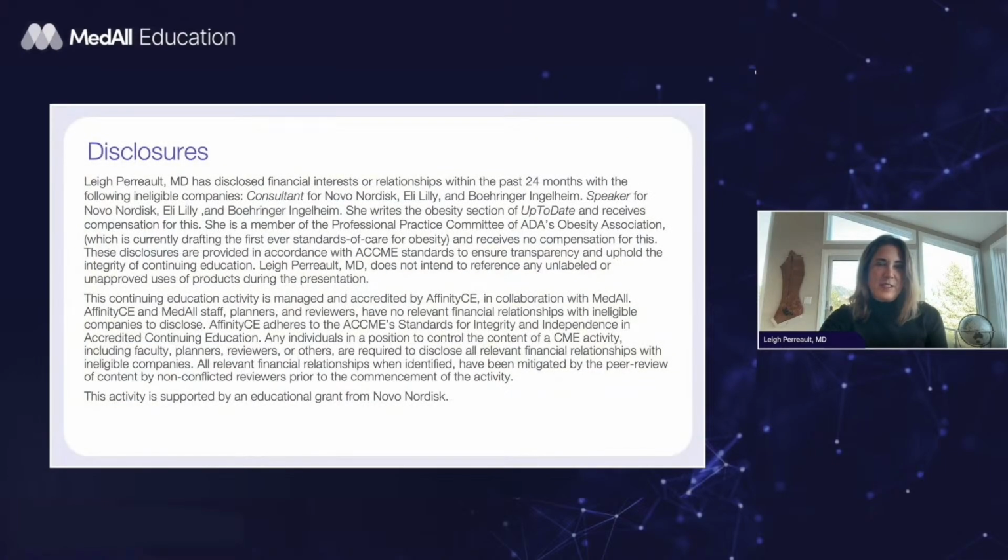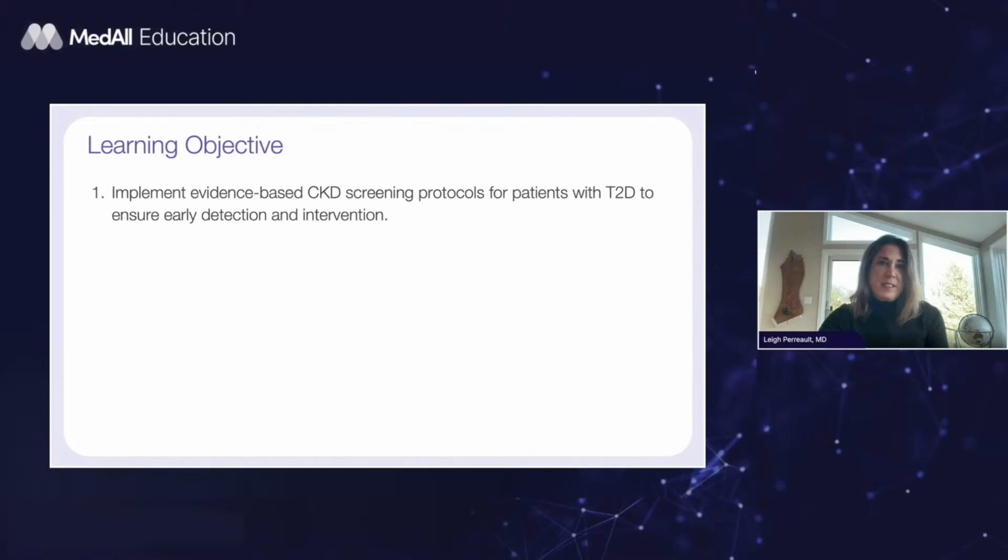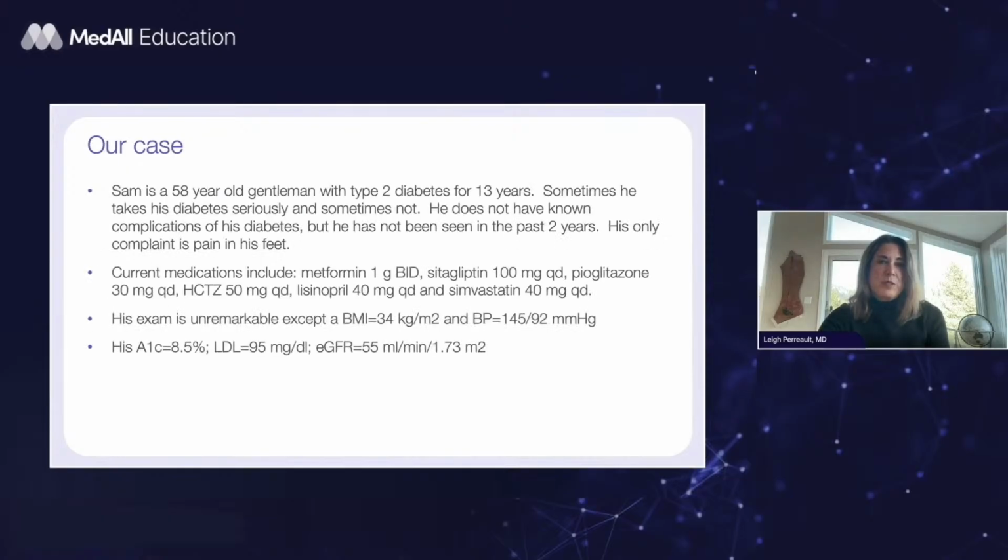And these are the disclosures for myself. So this is our only learning objective, and that is to talk about implementing an evidence-based screening protocol for patients with type 2 diabetes and chronic kidney disease to ensure early detection and intervention. And what we'll do is we'll start out with a case.